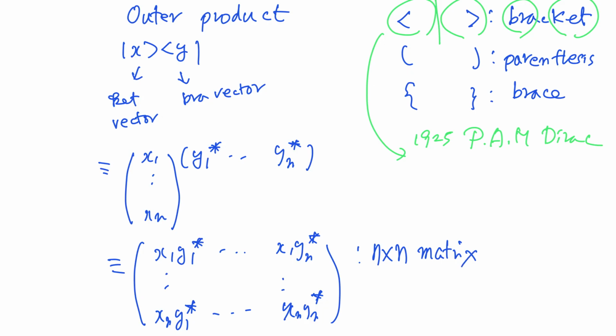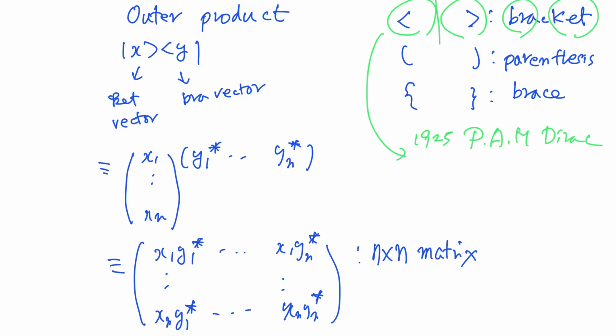So inner product and outer product have quite different effects. Inner product, you take two vectors, and the final result is a scalar, in general a complex scalar. On the other hand, the outer product, you take two vectors, and you produce an n by n matrix. So the major difference is the following.